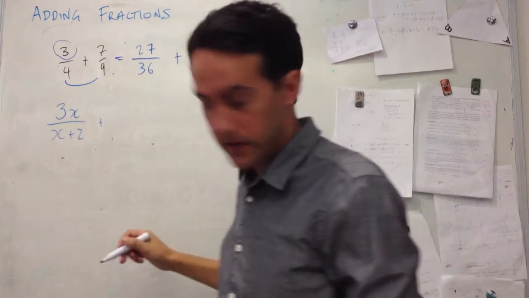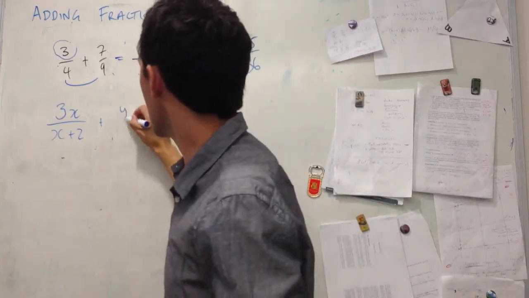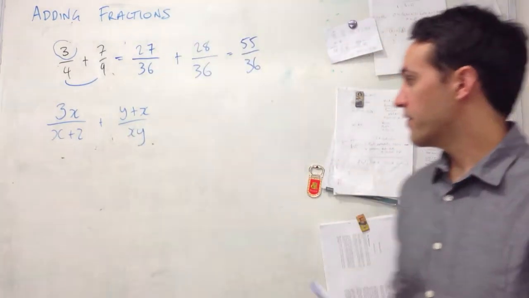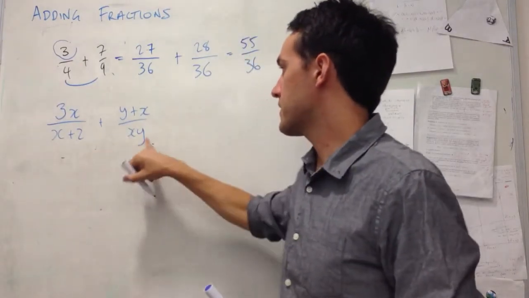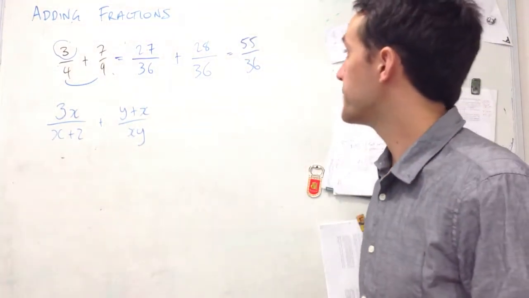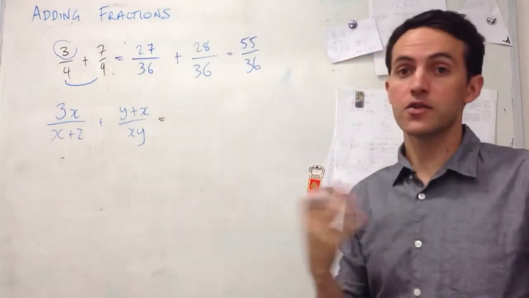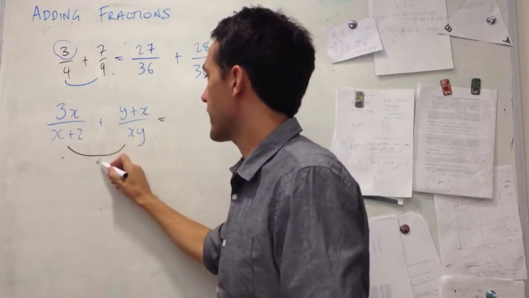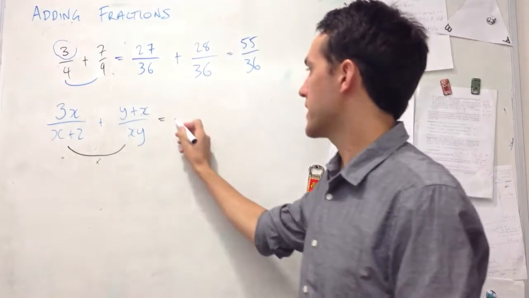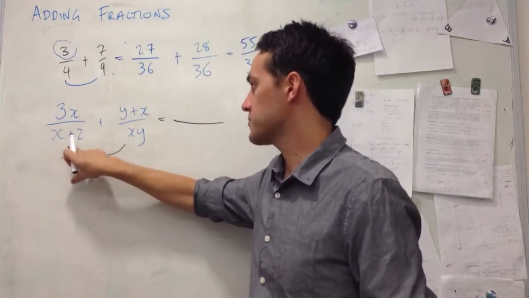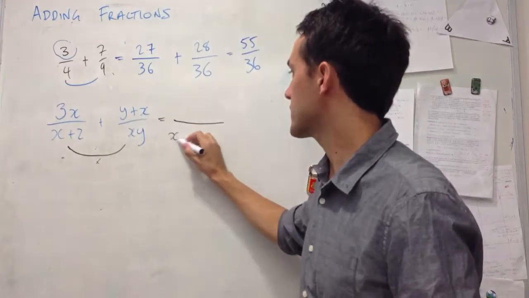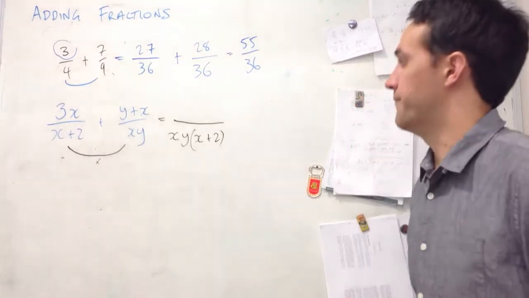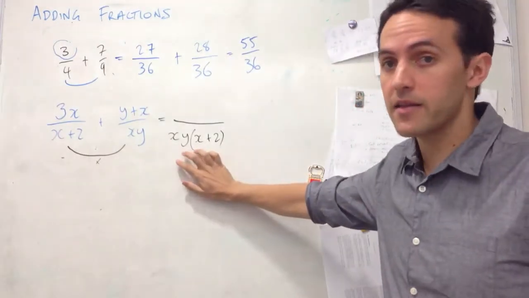So I've got 3x on x plus 2, and then I'm adding y plus x on xy. Now again, we have two different denominators, so I can't add these two fractions together. In order to find a common denominator, I do exactly the same thing as I did before. I want to multiply these two denominators together. So my denominator is going to be x plus 2 multiplied by xy, which I can write as xy times x plus 2, or either way around. So this is my common denominator that I'm going to use.